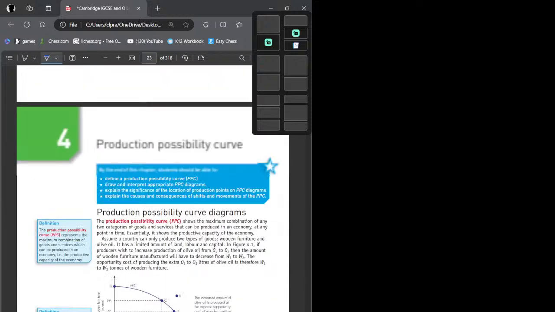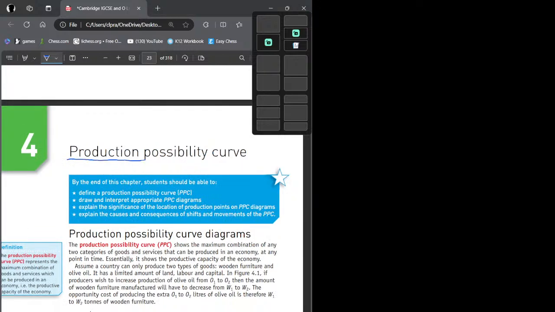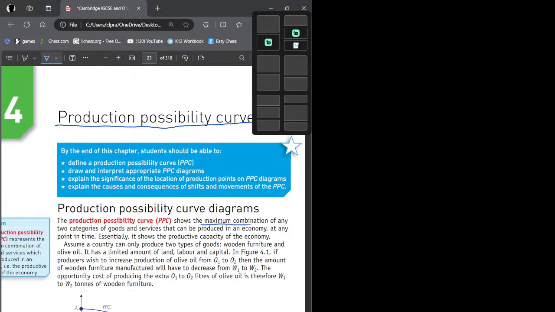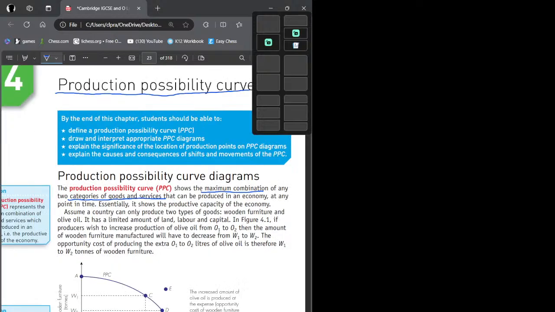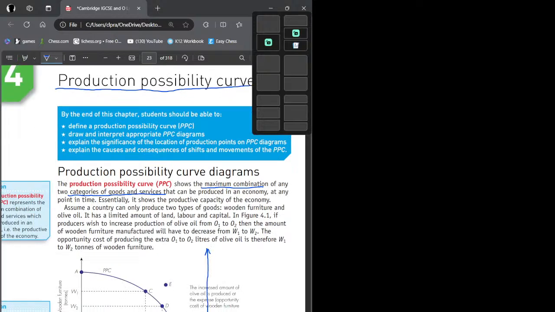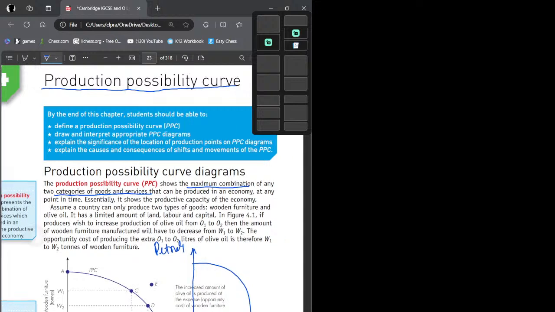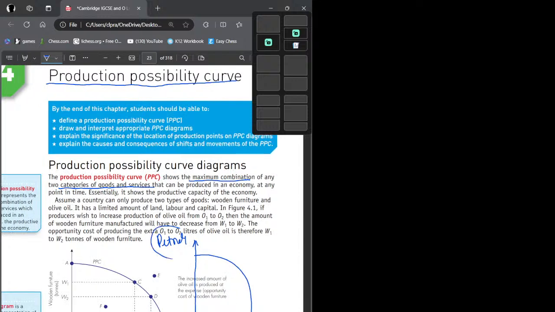Okay, basically, easy chapter. So we have PPC or production possibility curves, and it's a diagram that shows the maximum combination of any two categories of goods and services that can be produced in an economy. Let's say I have this PPC. Maybe I'm producing petrol and timber. So this PPC shows the maximum combination that I can get of both the petrol and timber. That is what a PPC is.